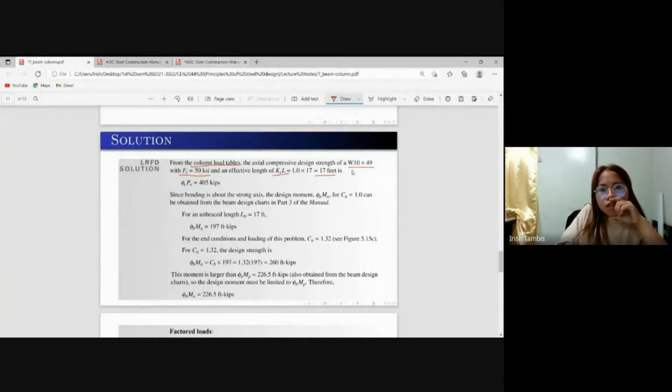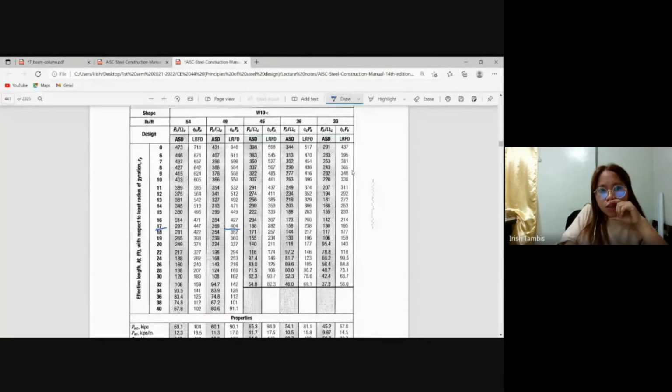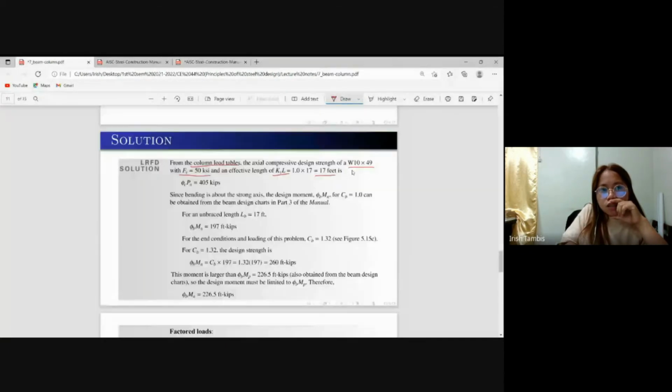So, in the table, it is 404, pero yung gigamit diri is 405 kilopounds. But this is 404 kilopounds in the table. But stick lang ta sa 405 now, which is from the example. So, this is from table 4-1, no?